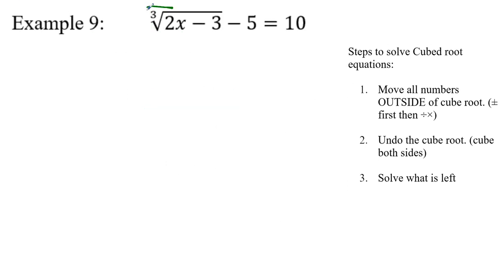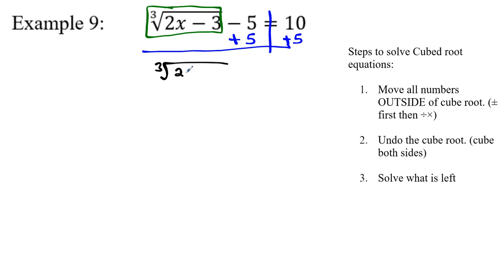So we're going to box in that cube root. It's not by itself, which means we need to first add 5 to both sides. I now get the cube root of 2x minus 3 equals 15. The cube root is now by itself. There's nothing else on that side. So now we're going to take the whole thing and cube it to kill off that cube root, really. So again, that cancels that out.